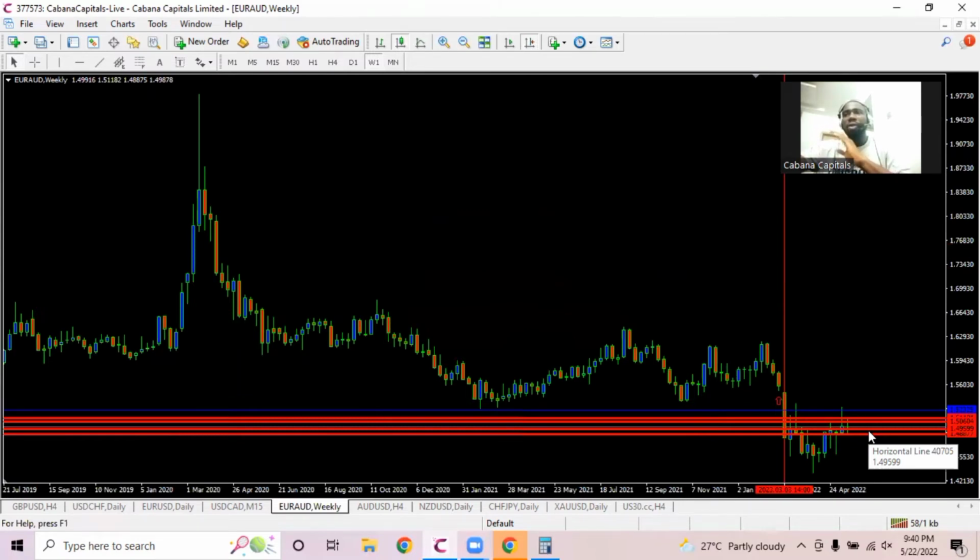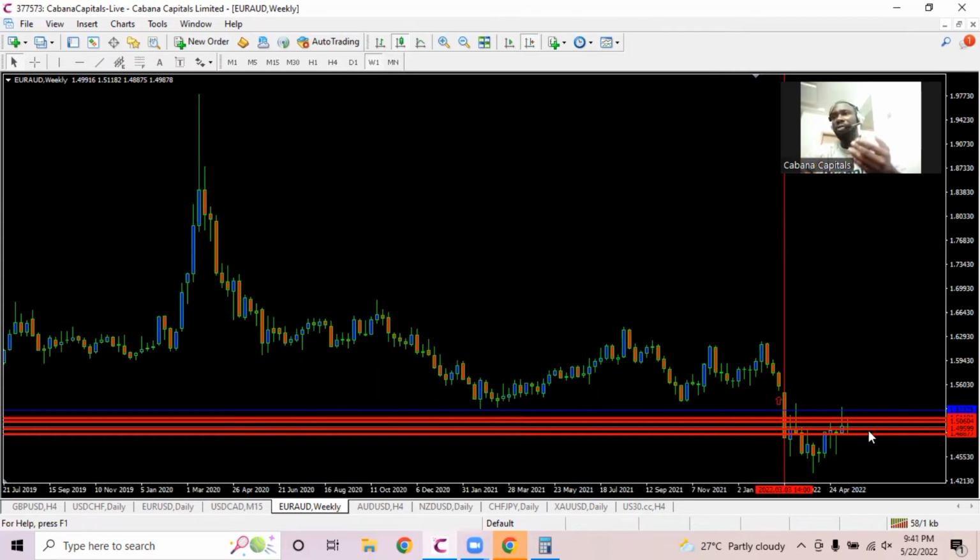And on Australian dollar USD, I would only look out for buy setups. If there's no buy setup on Australian dollar USD, I don't think I'll be trading that pair this week. If there's no sell opportunity on Euro Aussie, I don't think I will be trading Euro Aussie this week. That's how I trade. I know the trend for the week, and I look for setups that align with the weekly trend on lower time frames.